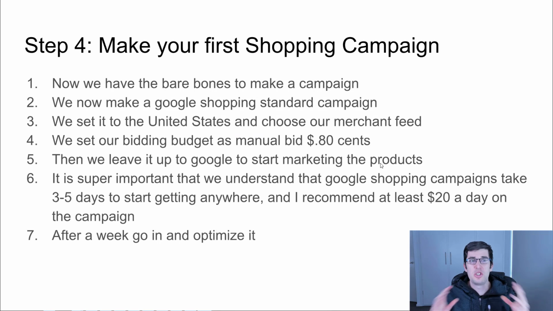All right, I'm going to show you how. Step 4, make your first shopping campaign. Now I realized I skipped step 3, but I wanted to leave it in there, so whatever. Okay, so now we have the bare bones. We've gone through and done the bare bones in order to make a campaign. There's a lot more to it than this though. So we can now make a Google Shopping Standard campaign. We set it to the United States. I start in the United States and we choose the merchant feed. We set our bidding budget as manual of 80 cents, and then we leave it up to Google to start marketing the products.